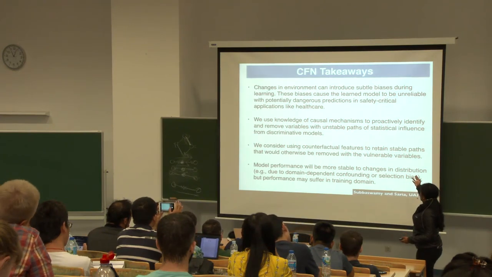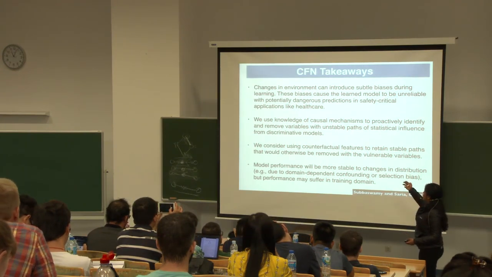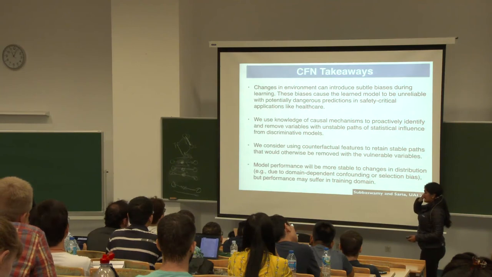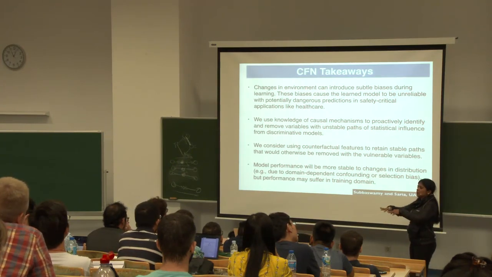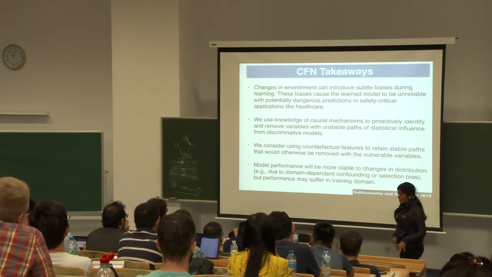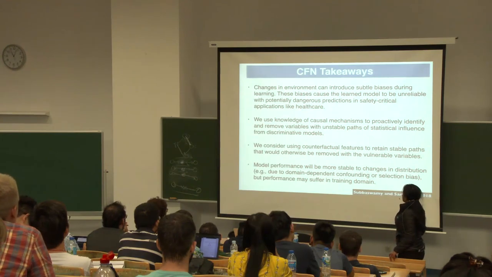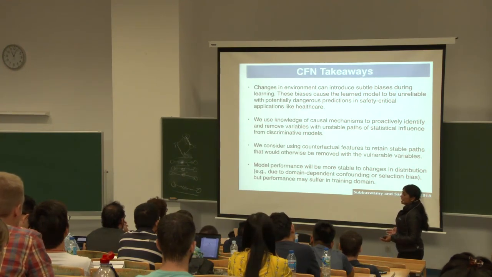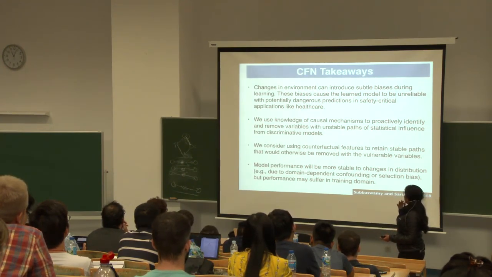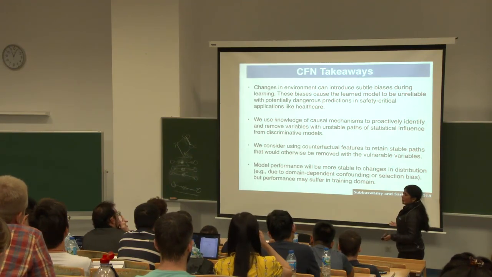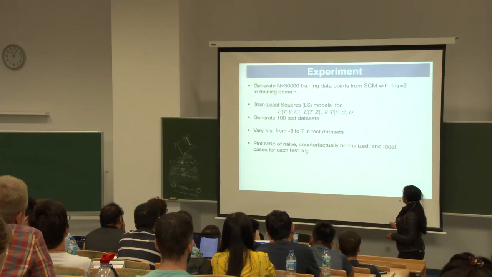We use knowledge of causal mechanisms to proactively identify new variables. So in this particular approach, we basically are saying we want to learn stable relationships, we don't want to learn unstable relationships. And we proposed one particular way of thinking about it as an example. But you might have other ways, and I think that remains an open question.